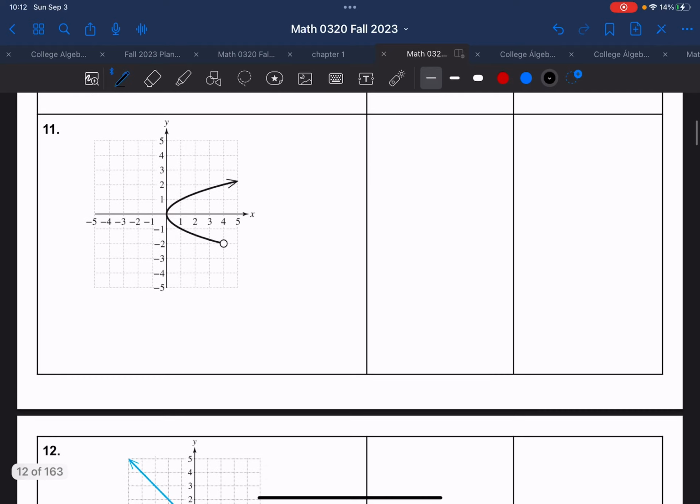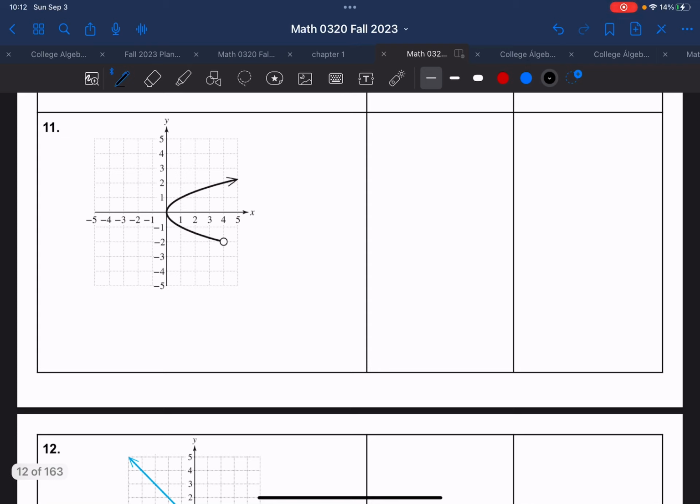Now looking at number 11, we have another graph. It has some solid lines on there, but notice we have this arrow. This arrow tells us that we're going to be using some type of infinity. And with that, when using any type of infinities, that means in our domain or in our range, we're going to include parentheses. Okay? So if we see the arrow, this means parentheses. Also, if we see that open dot, that means parentheses.